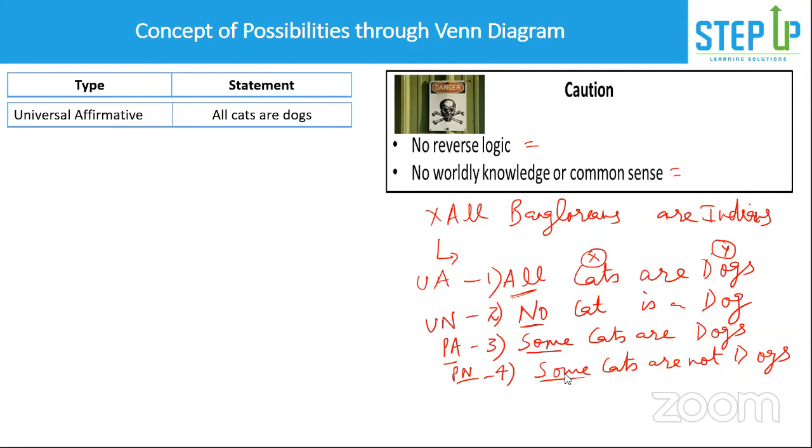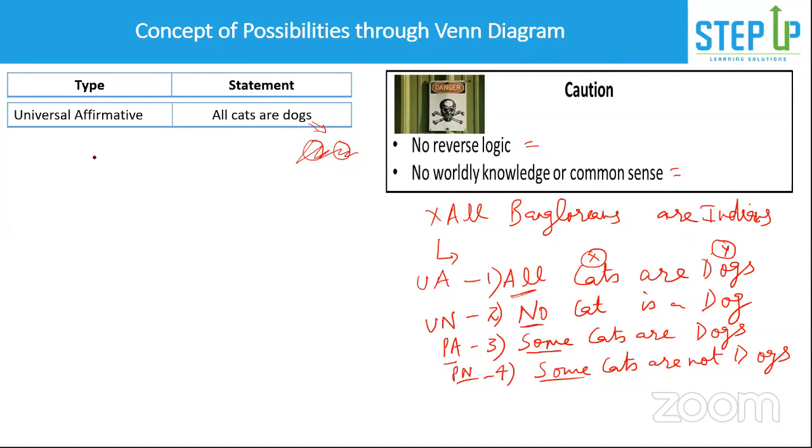So the first statement, as you can see, is a universal affirmative type of statement: all cats are dogs. What we will do is explore and understand this relationship through Venn diagrams. If you have a circle for cats and a circle for dogs, and you were to show this universal affirmative statement, how can you draw that? For example, can I say all cats are dogs?